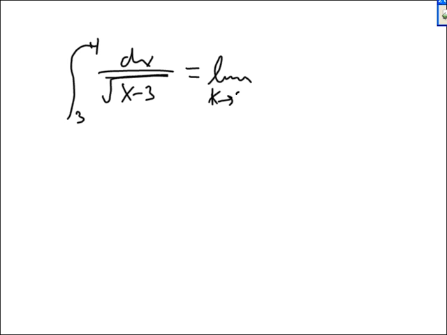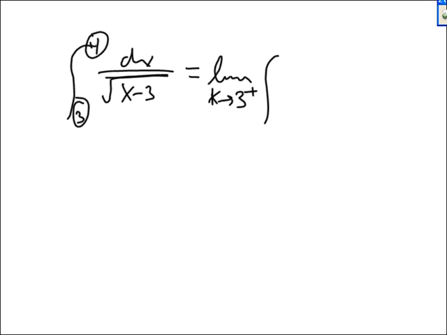Suppose you want to integrate from 3 to 4 of dx over the square root of x minus 3. Well, you can't take the square root of 3 take away 3 in the bottom. You can't divide by 0. So what you have to do is say, I'm going to take the limit, say as k goes to 3, but from above. Why? Because when you go from 3 to 4, you're never below 3, so that's why it's 3 plus.